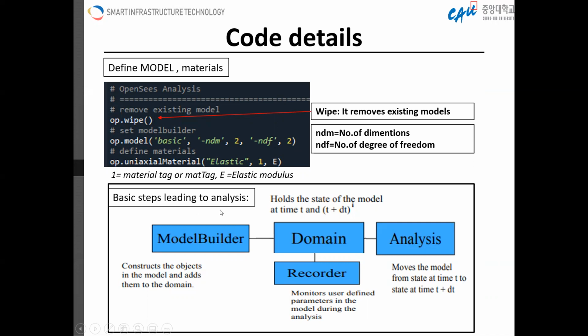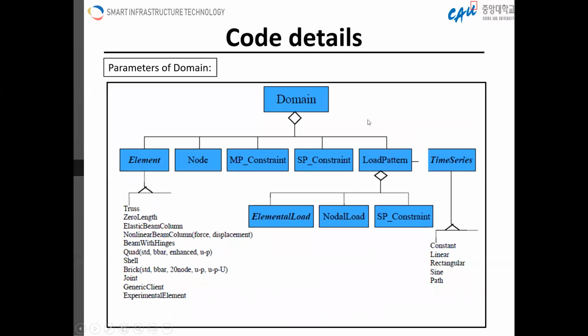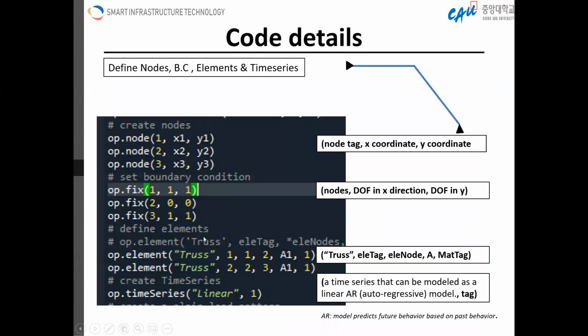The basic steps leading toward analysis are the model builder that we have just defined as model, and then the domain, which consists of time series and recorders, and then analysis. Domain has elements, nodes, multi-point constraints, single point constraints, load pattern, time series. Elements can be truss, like we are using truss, so we are going to define it as truss. And if we are going to use a beam, we can define it as elastic beam column or force beam column, which can be considered as non-linear. Here we have defined nodes, boundary conditions, and elements in time series.